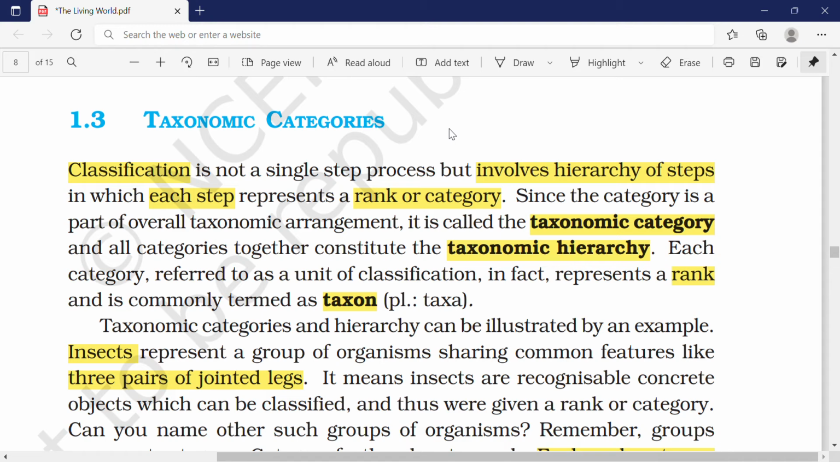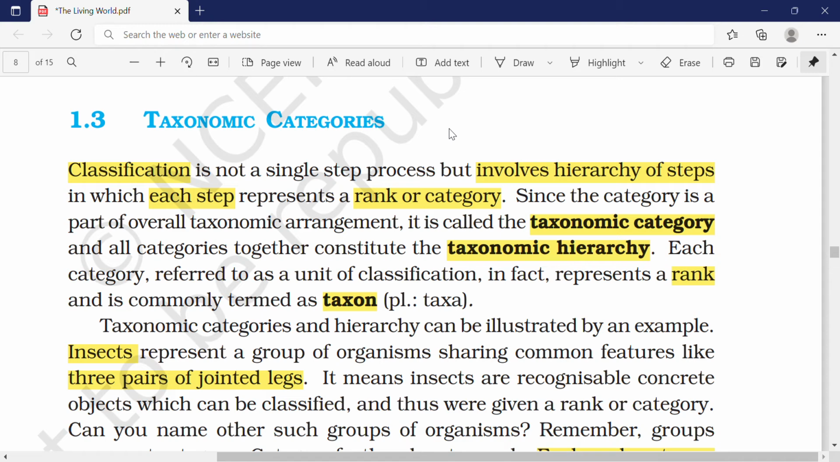As I already told you: kingdom, phylum or division, class, order, family, genus, species. You have to learn this by heart. Even if I ask you when you are asleep, you have to tell me kingdom, phylum or division, class, order, family, genus, species. These are the steps of taxonomic category. Each step is called rank or category. So this overall taxonomic arrangement is called taxonomic category.